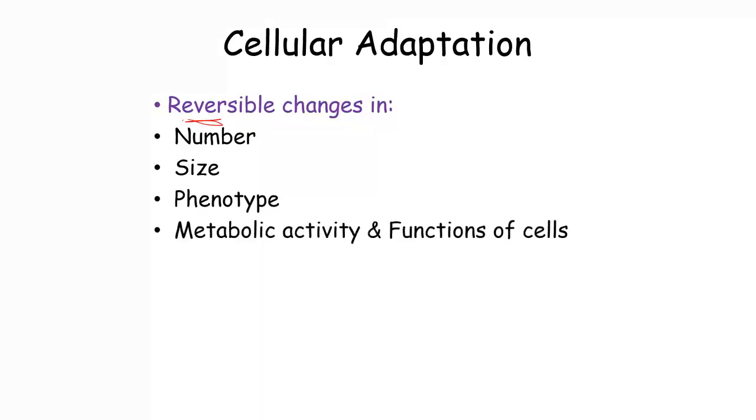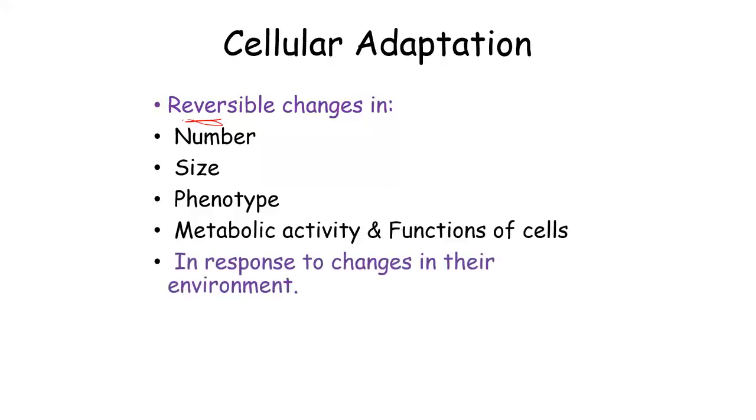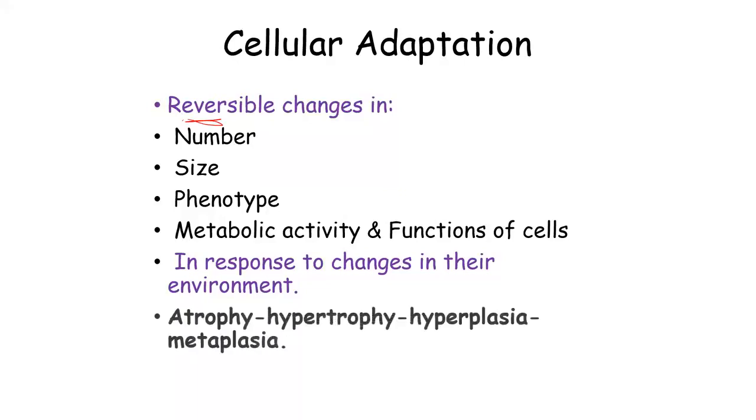What are the adaptations? We have atrophy, which is decrease in size, we have hypertrophy, which is the reverse of atrophy, we have hyperplasia, which is increase in the number of the cells, and we have metaplasia, which is change in the type, the phenotype, of the cell. These are the four forms of cellular adaptation you are going to learn with us in the cell injury chapter.